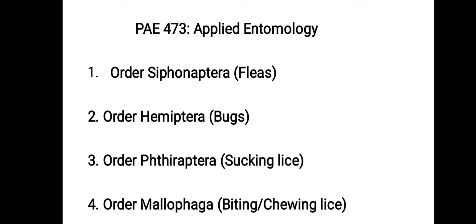The four orders of insects that we're going to look at are the order Siphonaptera, order Hemiptera, order Phthiraptera, and order Mallophaga. The order Siphonaptera are the fleas. Hemiptera are the bugs. Phthiraptera are the sucking lice. And the Mallophaga are the biting and chewing lice.